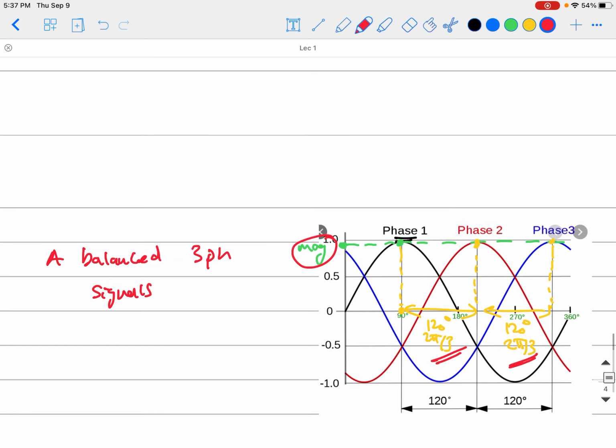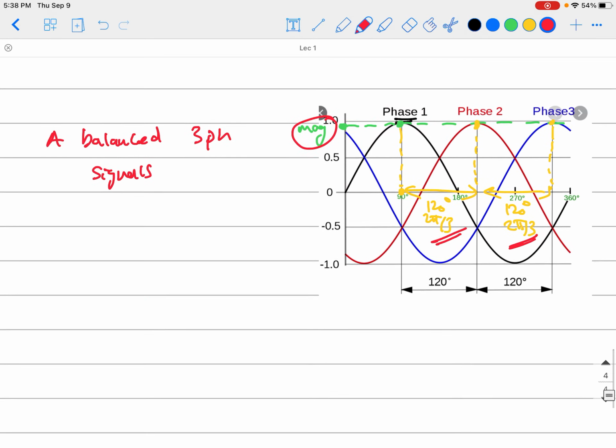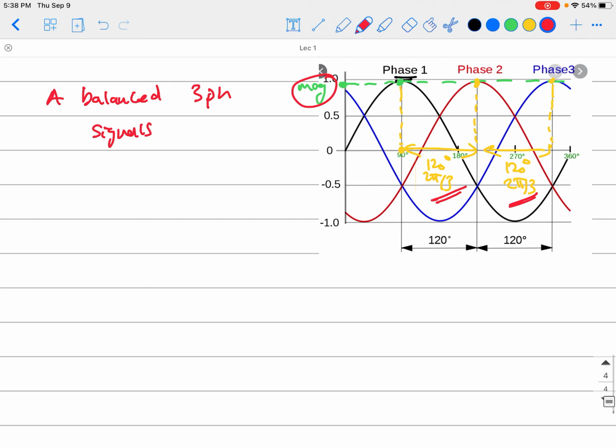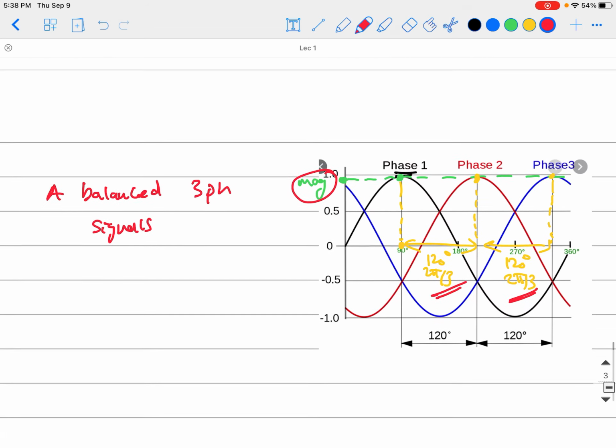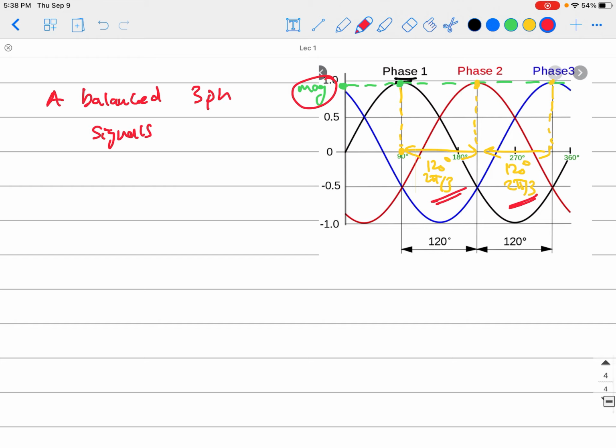So the idea is we use 3 signals like that rather than just 1 signal. Rather than just having 1 source like this voltage source, we will have 3 voltage sources. Those voltage sources have the same magnitude and 120 degrees phase shift from one to the next one. It will be the same with these loads. Rather than having the load lumped as Z, it will also be connected in 3-phase.